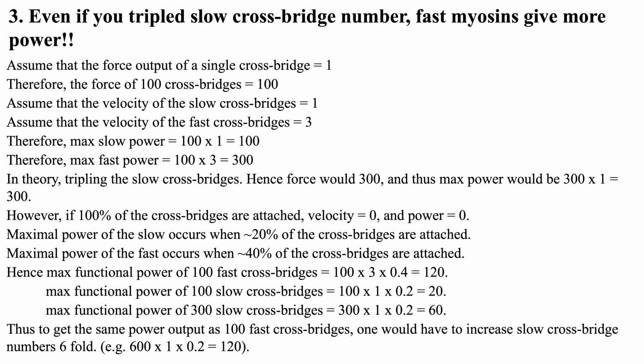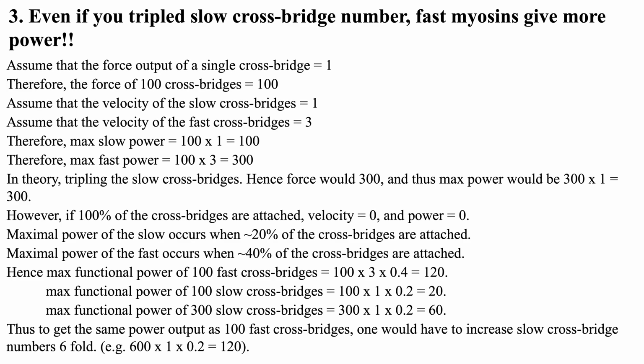So you do that, you get 120. Do the math for slow myosins, so 100 multiplied by 1, the velocity, multiplied by 0.2, so 20%, and you get 20. So if you were to then triple it, let's say 300 slow myosins, if you were to do the math, so 300 multiplied by 1 by 0.2, you get 60. So you're still nowhere near where fast myosins power output would be. Thus, to get the same power output as 100 fast cross bridges, one would have to increase slow cross bridges 6-fold to get the same amount.